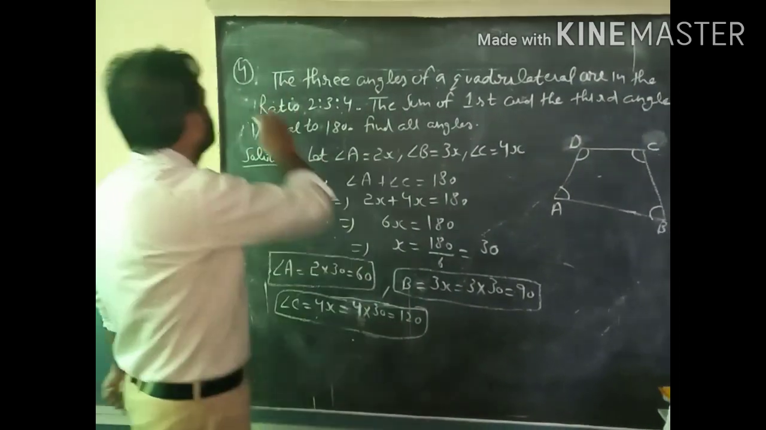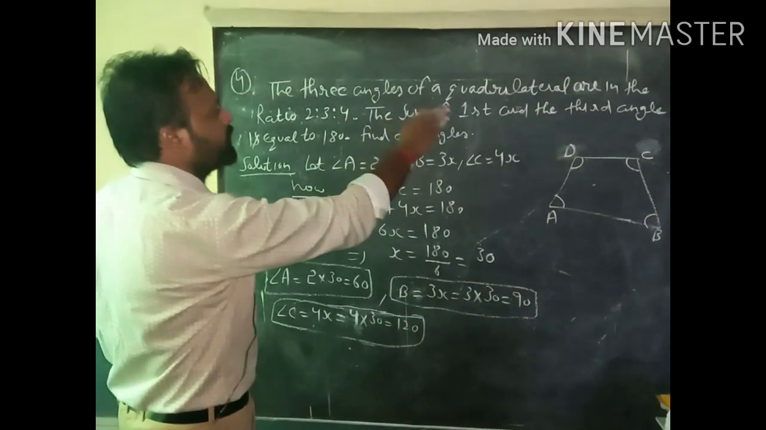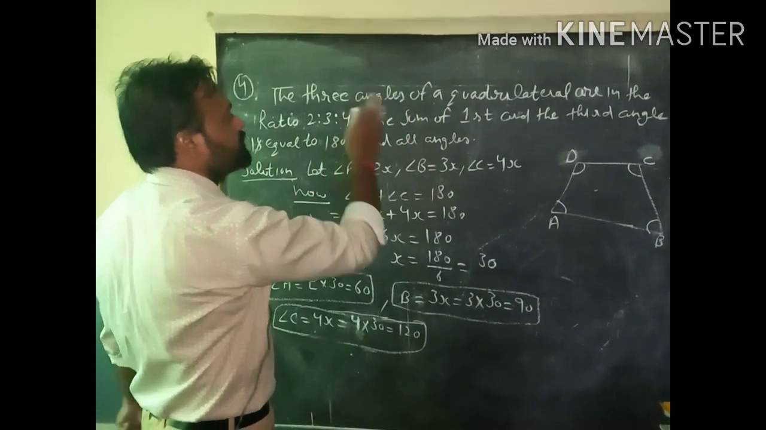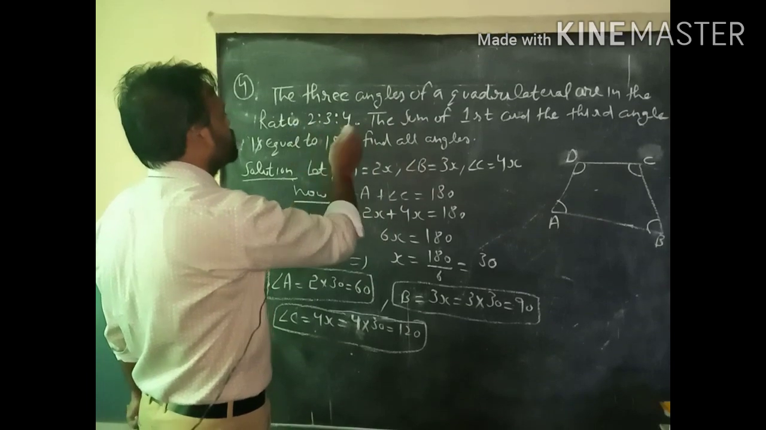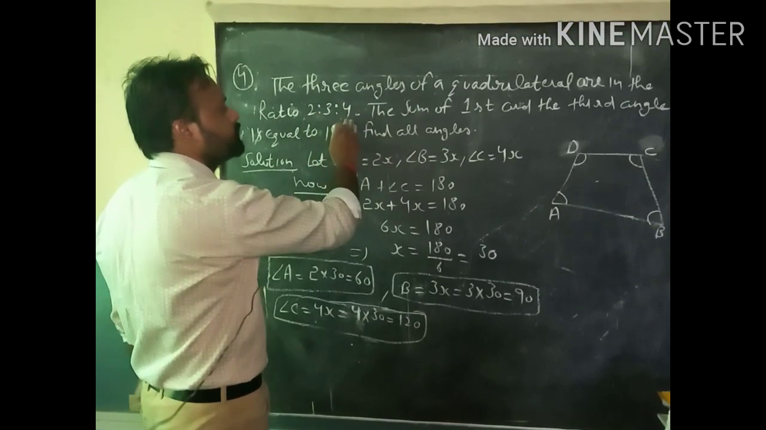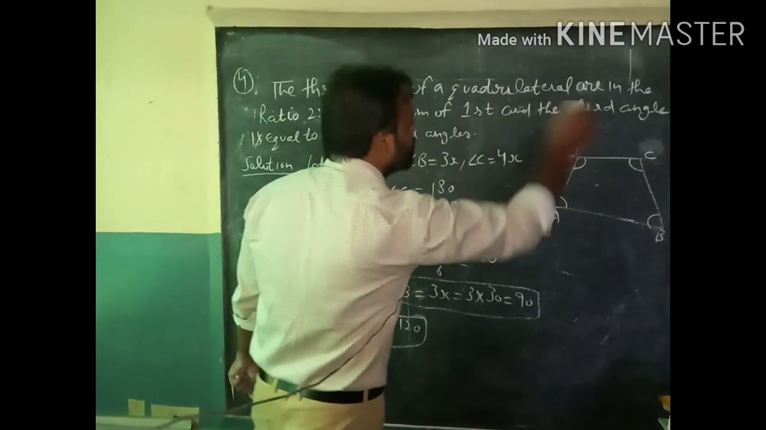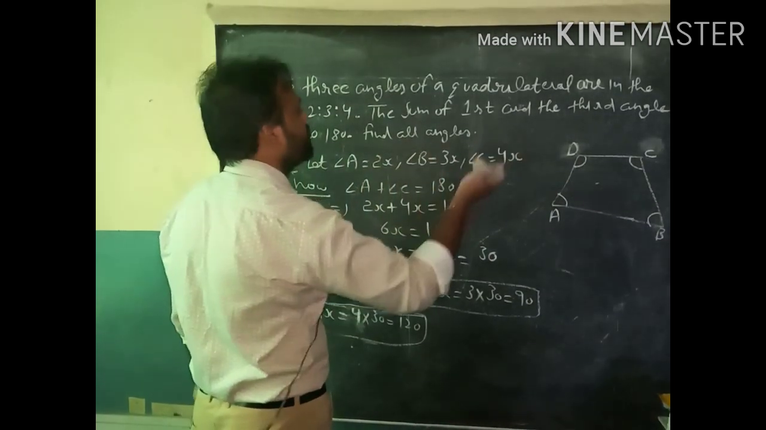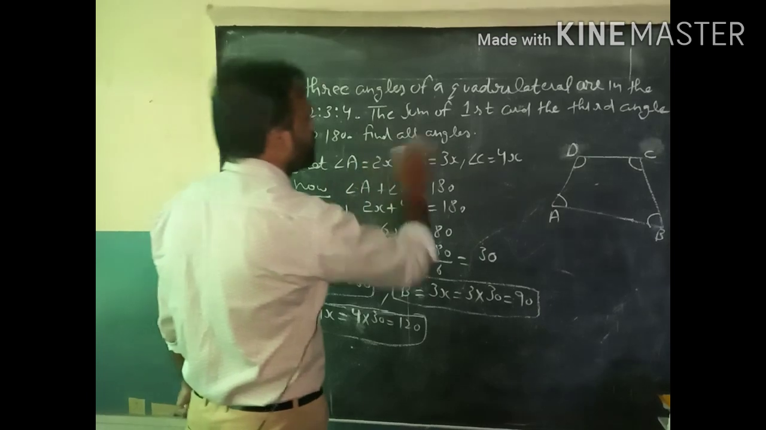You can see here in your fourth sum, the three angles of a quadrilateral are in the ratio 2:3:4. Means the first three angles are given to us in a ratio 2:3:4. The sum of the first and the third angle is equal to 180. So find all the angles.